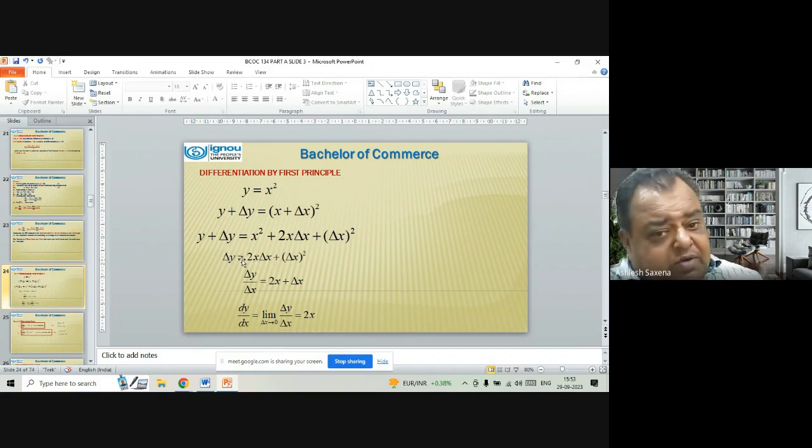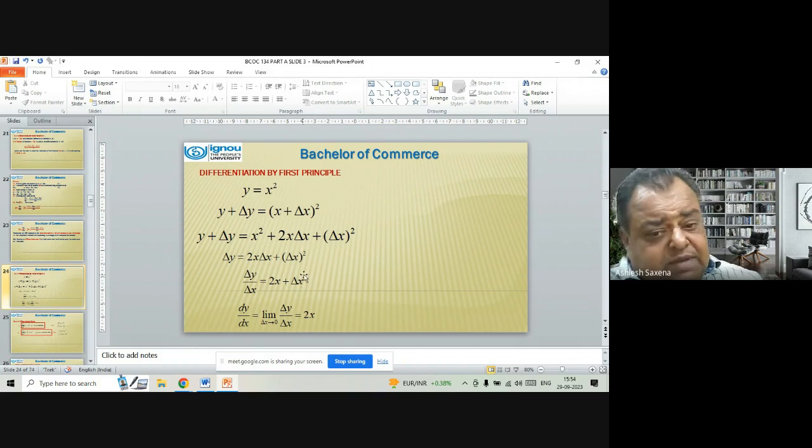Here, to get this, I will be subtracting this from this. So I will be left with delta y. This and this will get cancelled and this will be left. In the next step, I will be dividing delta y by delta x. That means I will be dividing both sides by delta x. So on the left hand side, I will get delta y by delta x, and on the right hand side, I will get 2x plus delta x. When I apply the limit, delta x tends to 0.